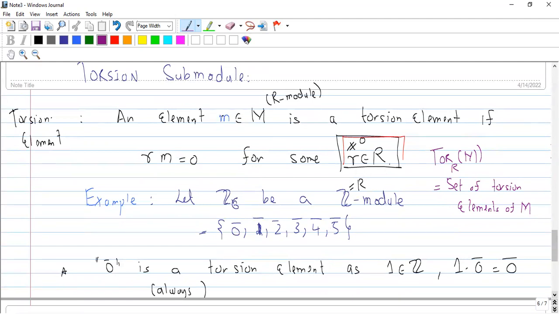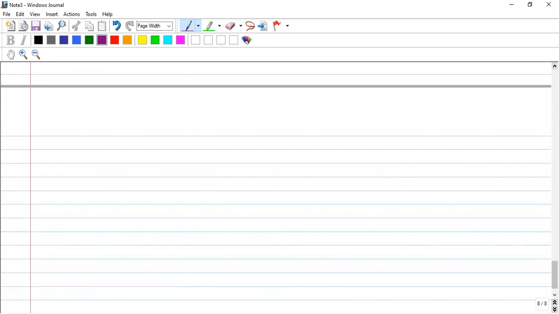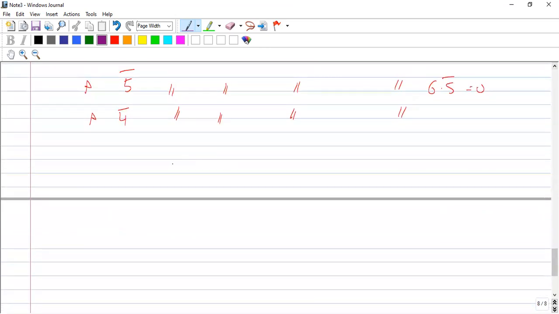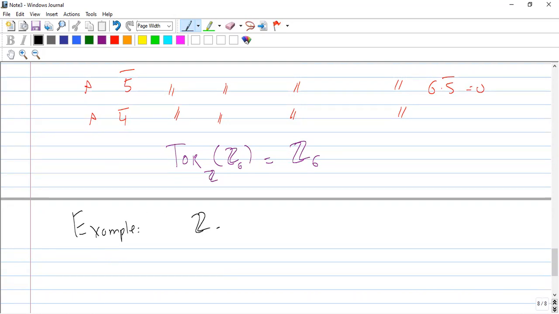So here in the first example, what is the Tor of Z6, assuming Z6 as a Z module? This entire Z6 is equal to the torsion set, because every element is a torsion element. Now in the next example, let us assume Z6 as a Z6 module.